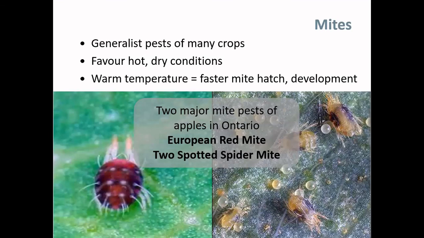With mites, there are two major mite pests that are found in apples in Ontario, and that's European red mite and two-spotted spider mite. Now, some orchards do deal with apple rust mite, but that's not going to be discussed in this presentation. Mites in general favor hot, dry conditions, so you really see populations spike during those warm conditions in the middle of the summer. Development tends to occur faster with these populations during that time, so you can really see things move quickly when you reach those hot summer days.